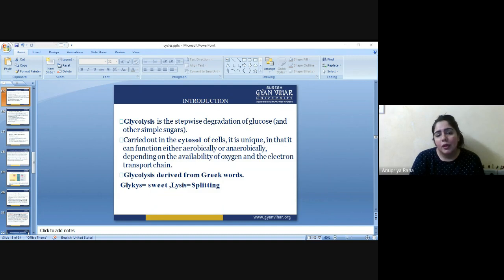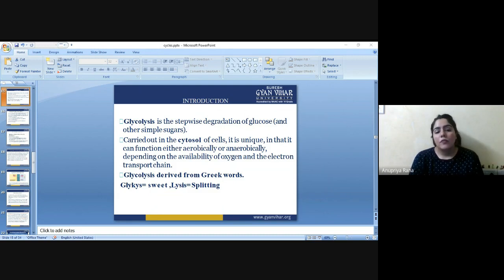Why is it unique? Because it can function in the presence of oxygen, and it can also function in the absence of oxygen. This is rare. Not every cycle can go through like that; they either require oxygen or not. Not a single cycle can go through both phases, but glycolysis can go both ways. If oxygen is present, good. If not present, even better. It can go through with both processes.